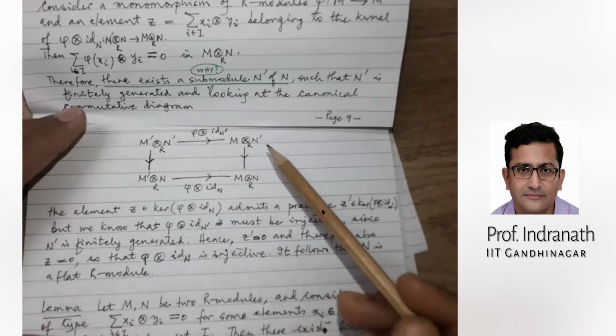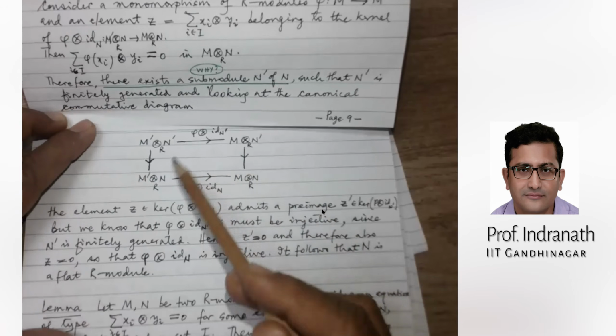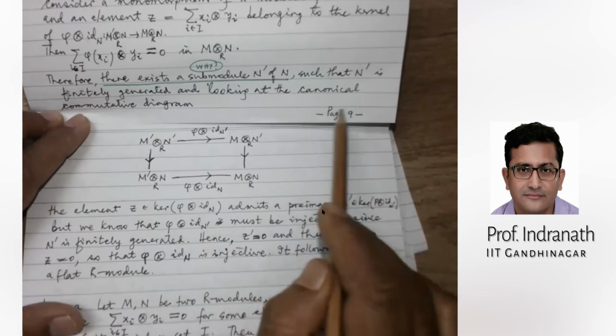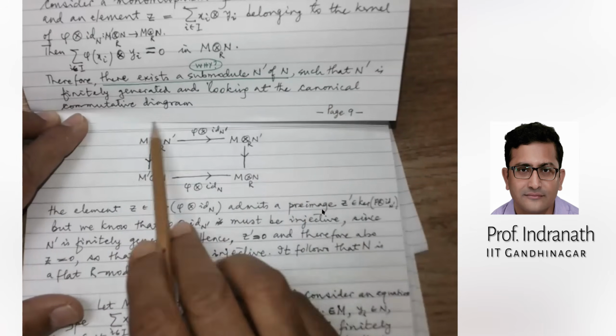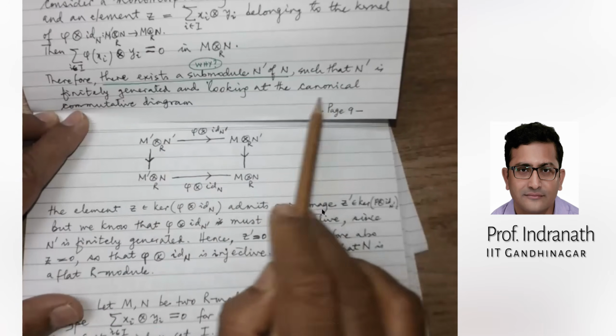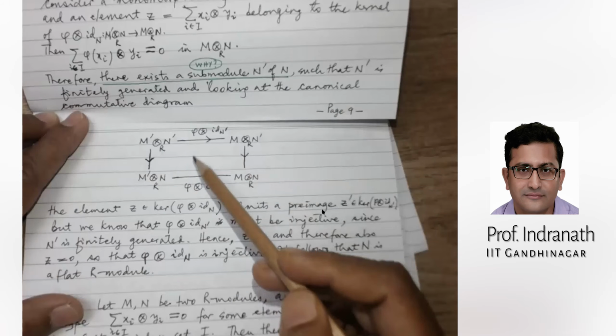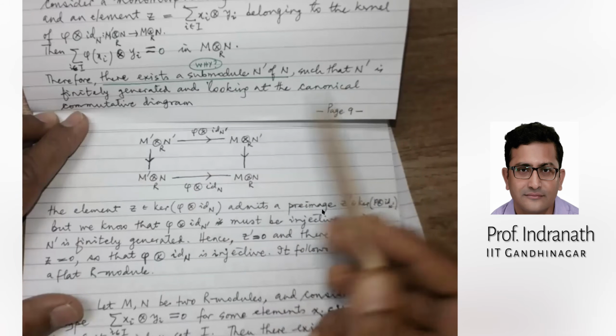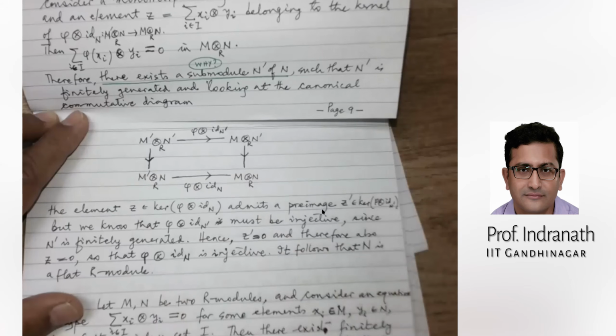Okay. Now, first question is, looking at the canonical commutative diagram, once again, I have used the word canonical. So can somebody tell me, what is so canonical about it? Are we getting it from the universal property somehow?